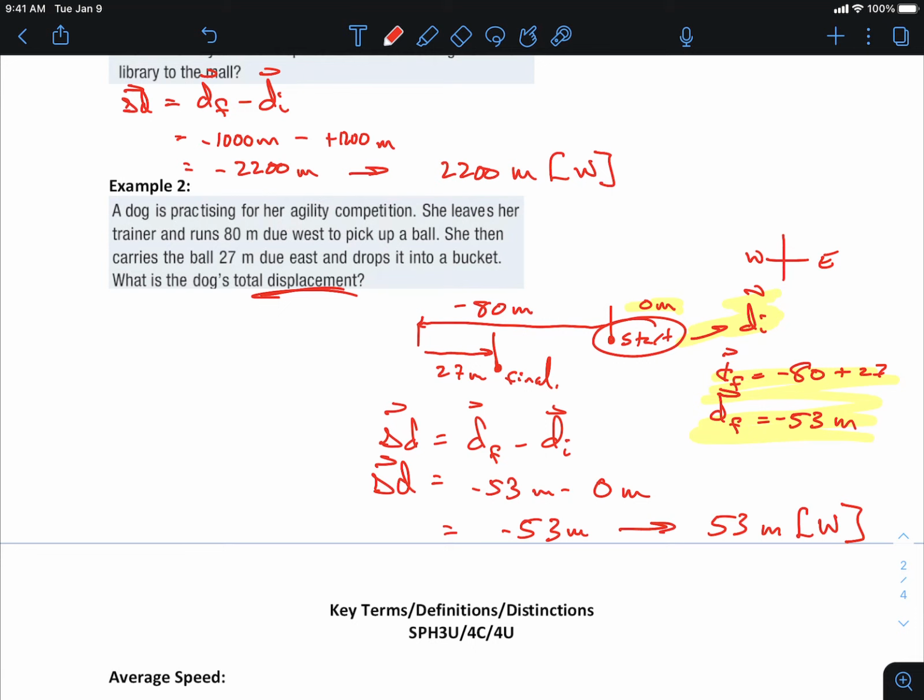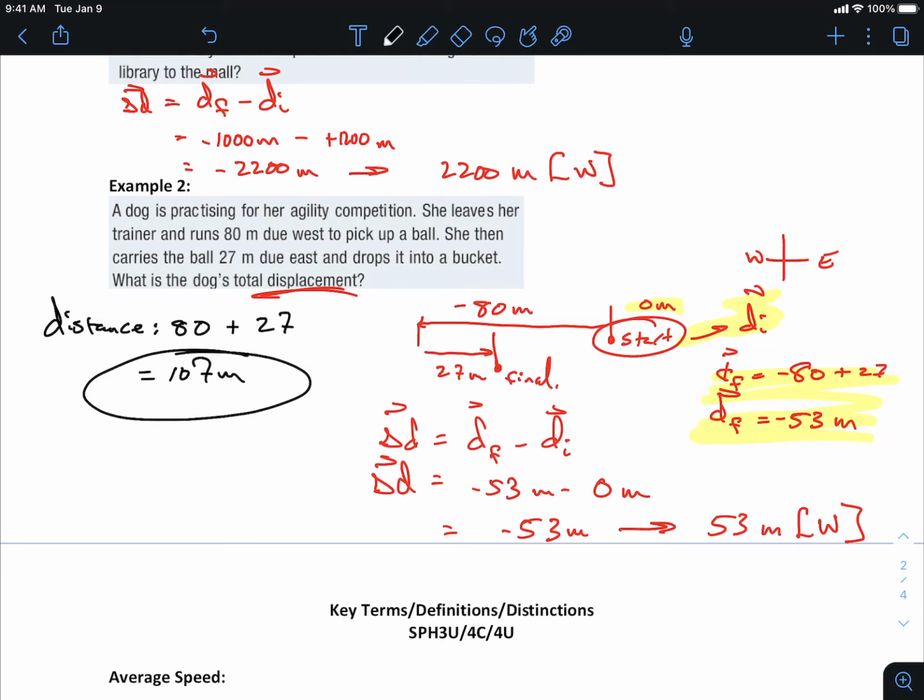How far did the dog actually run? The distance would be, okay, we don't really care about the direction for distance, right? Distance is just how far did the dog run? Well, it ran 80 meters. Doesn't care that it turned around. It's just distance ran. So 80 plus the 27, that's going to equal 107 meters that the dog ran.